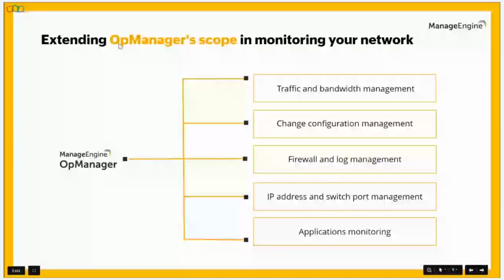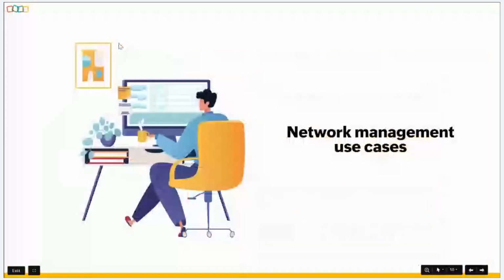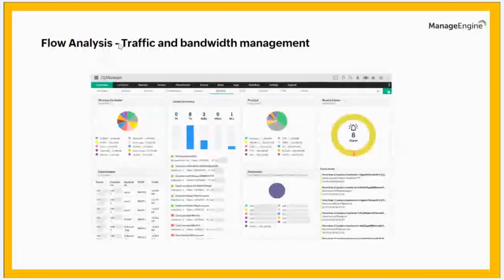So now that we have understood how to enable these modules with OpManager, let us understand some use cases to see how they improve your network management. And the first module we'll be addressing today is the flow analysis module. So this flow analysis module is a complete traffic analytics tool that leverages flow technologies like SFlow, JFlow, AppFlow, NetStream, etc. to provide real-time visibility into the network bandwidth performance.